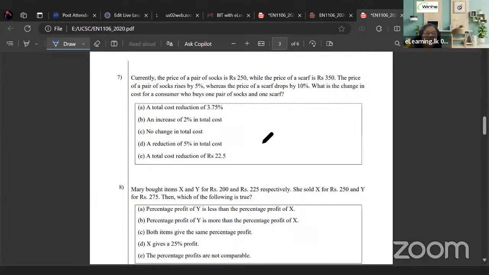Currently, the price of a pair of socks is 250, while the price of a scarf is 350. The price of a pair of socks raised 5%, whereas the price of the scarf dropped by 10%. What is the change in cost for the consumer who buys one pair of socks and one scarf?